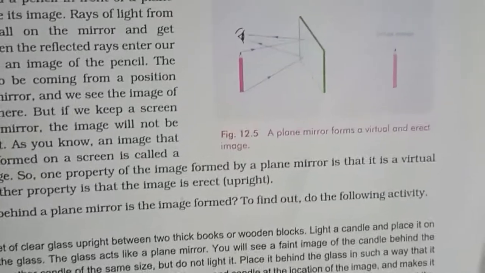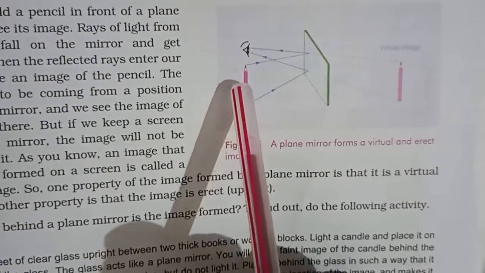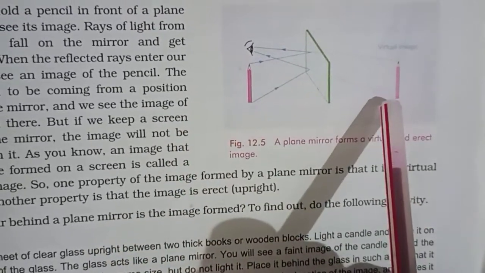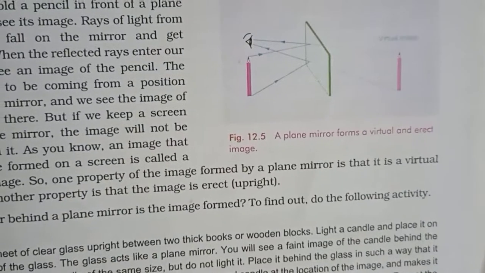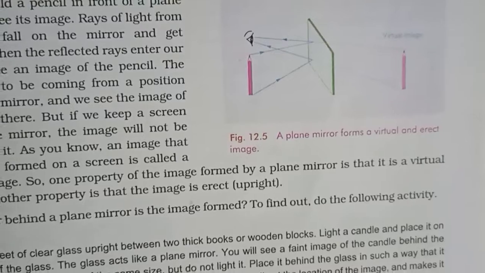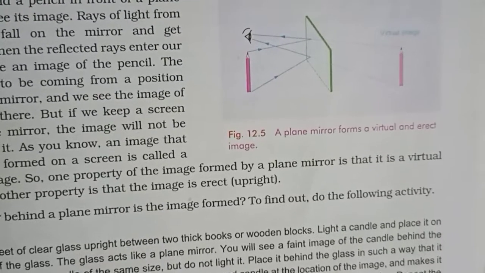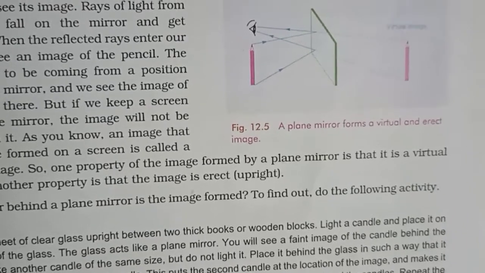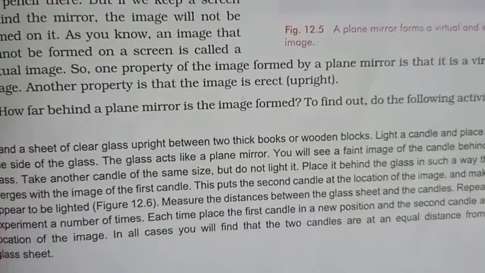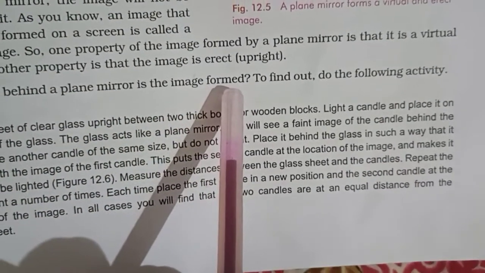Another property we can see here is that the pencil is straight, and the image formed is also straight. That means the image is erect or upright. The second property of the image formed by a plane mirror is that the image formed is erect or upright. Now the question has been asked here: how far behind a plane mirror is the image formed?